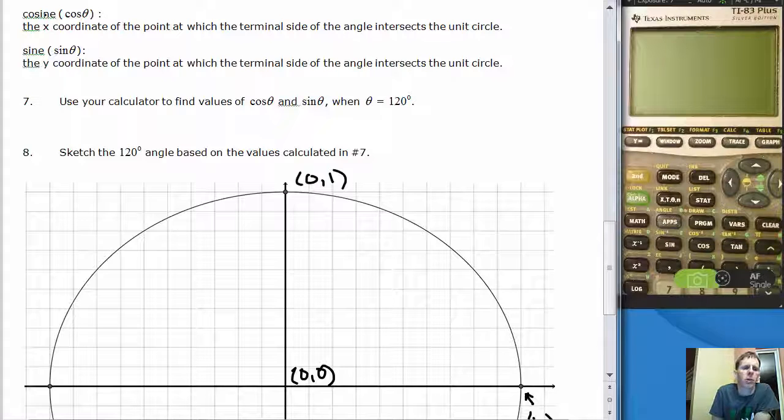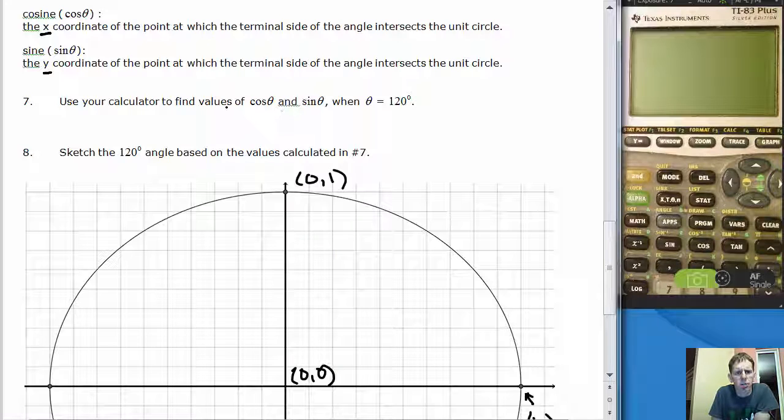For this example, we're going to talk about something called cosine, which is abbreviated COS. Cosine is the x-coordinate of the point at which the terminal side of the angle intersects the unit circle. Cosine is dealing with x. Sine, on the other hand, is the y-coordinate of the point at which the terminal side of the angle intersects the unit circle. Now this may sound like gibberish for right now, so let me explain a little bit better what we're talking about here.